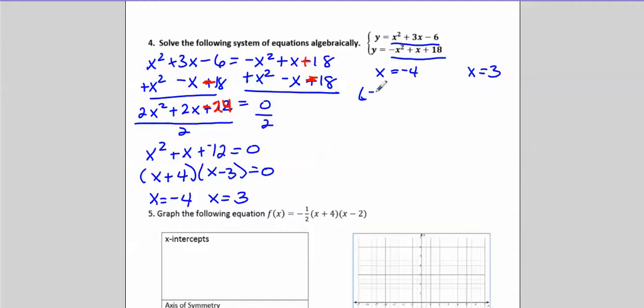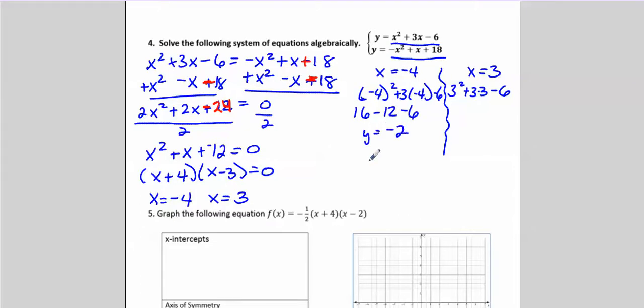So it's going to be negative 4 squared plus 3 times negative 4 minus 6. 16 minus 12 minus 6. 4 minus 6 is negative 2. So my y is negative 2. And my x is negative 4. For 3, I have 3 squared plus 3 times 3 minus 6, so 9 plus 9 minus 6. 18 minus 6 is 12. So I have 3, 12.